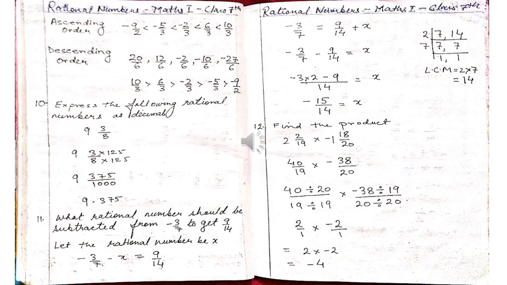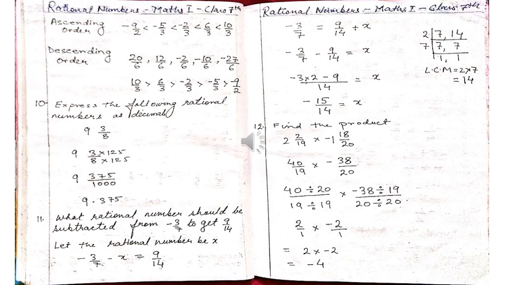Now what rational number should be subtracted from minus 3 upon 7 to get 9 upon 14? Let the rational number be x, and minus 3 upon 7 minus x, because x is the number which is subtracted. So here minus 3 upon 7 minus x is equal to 9 upon 14. What you do is put the x on one side so that it turns positive. Now put the numbers on the other side.